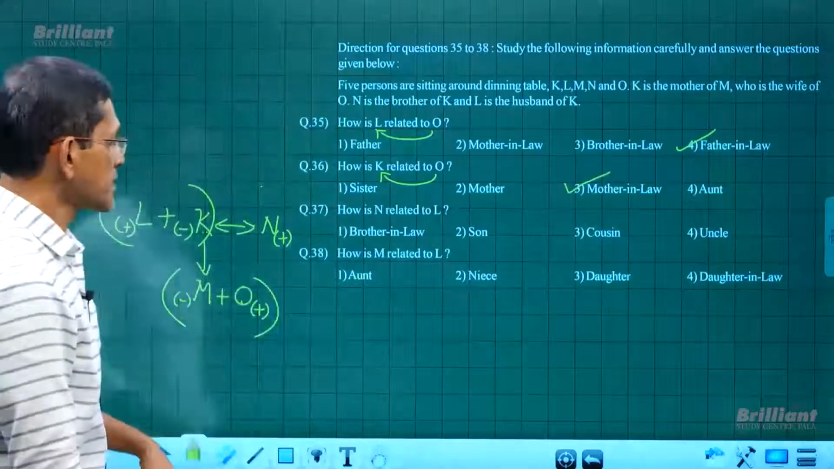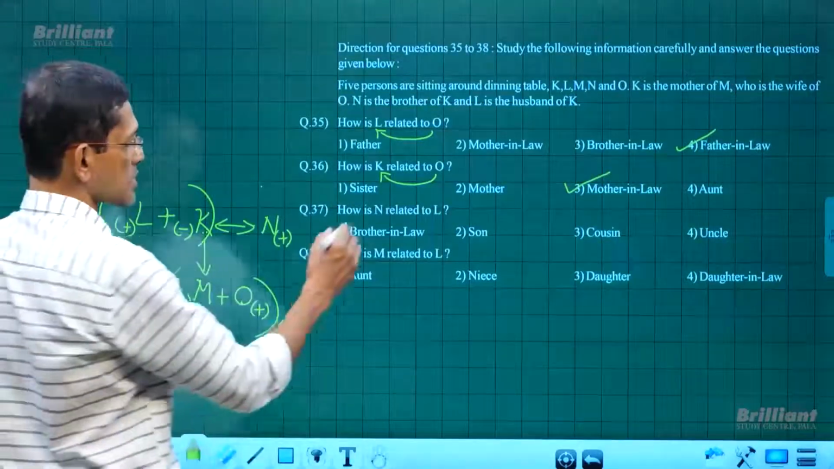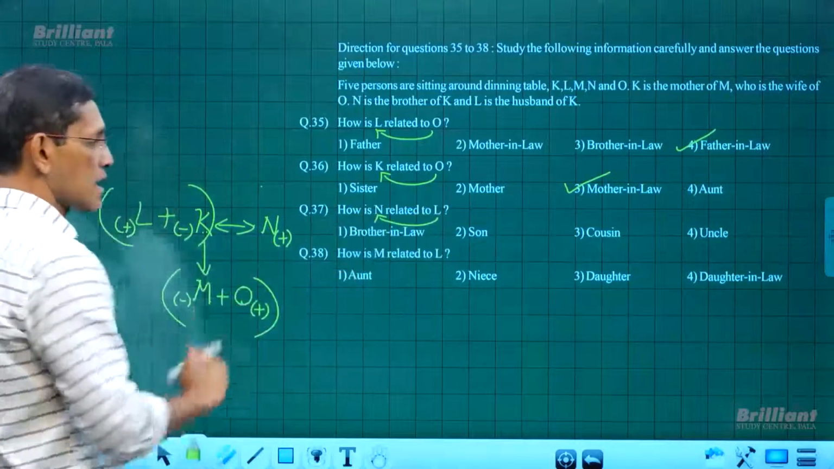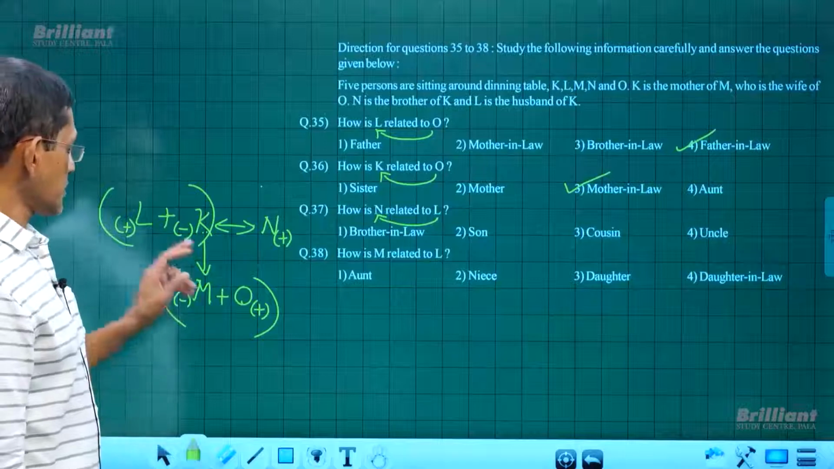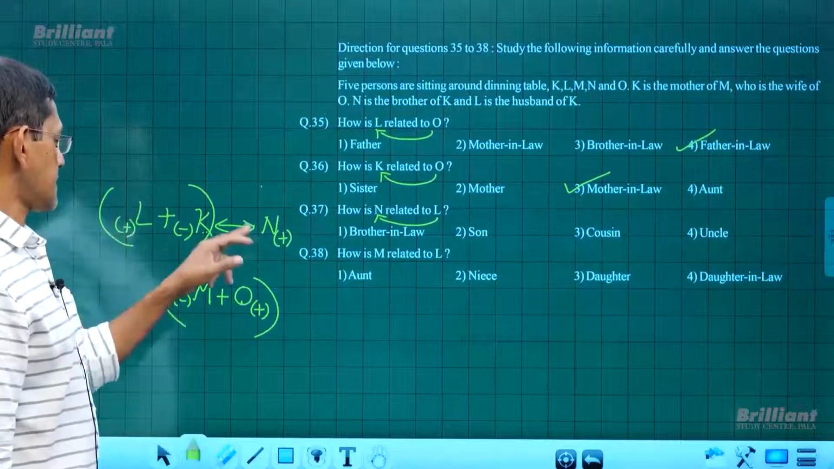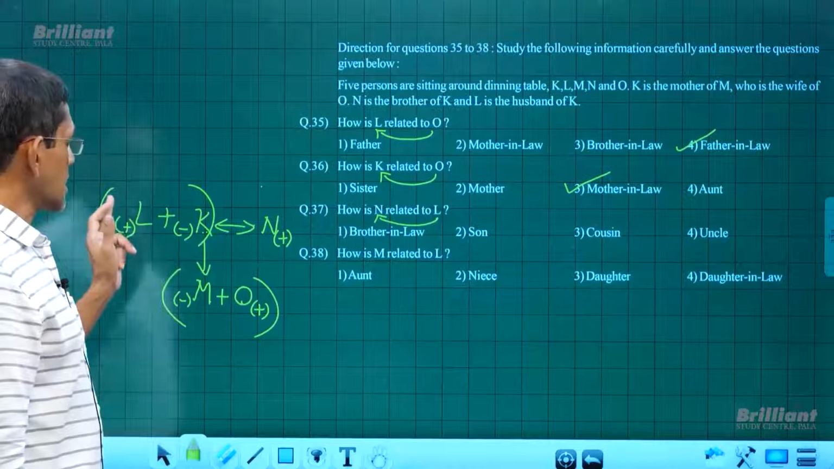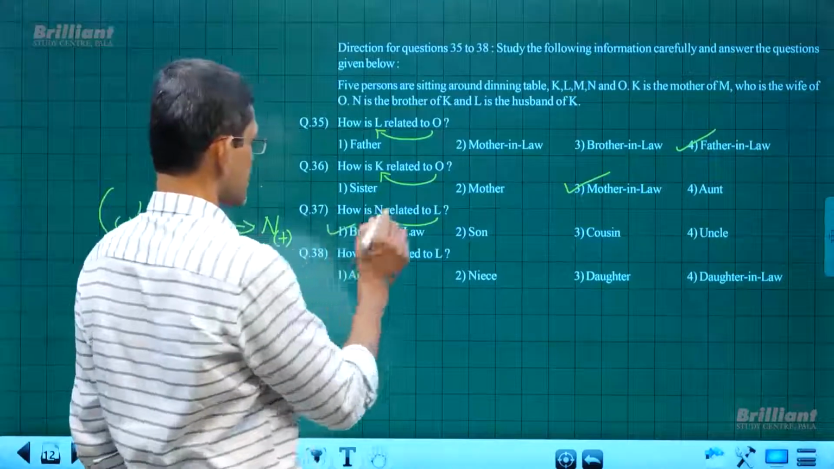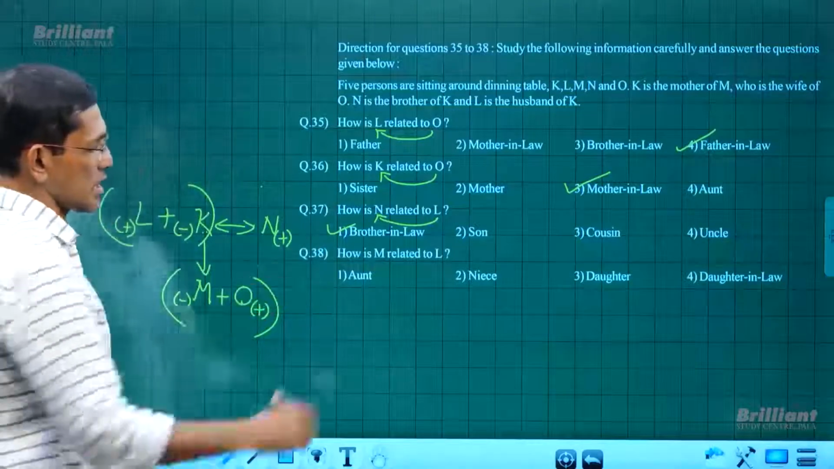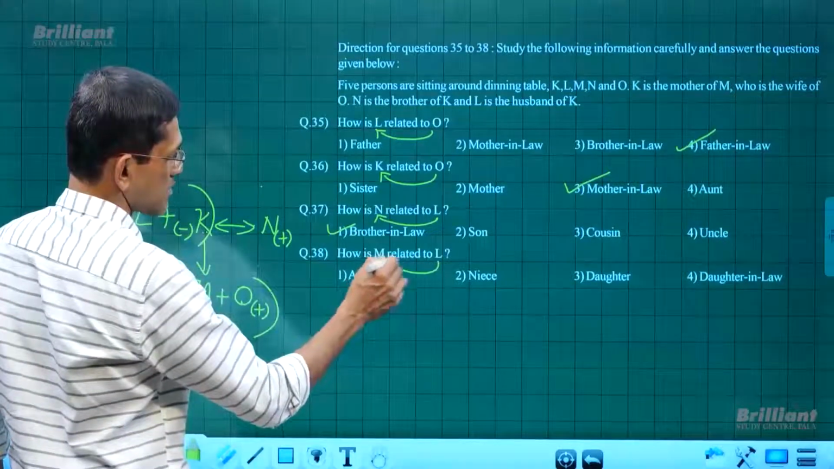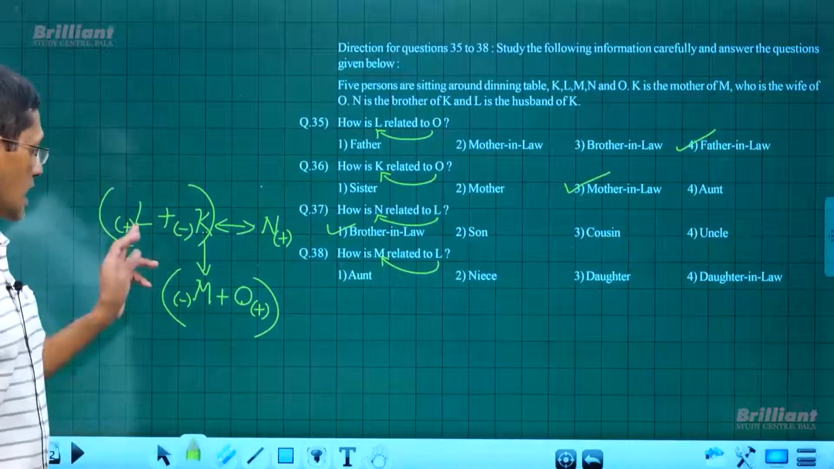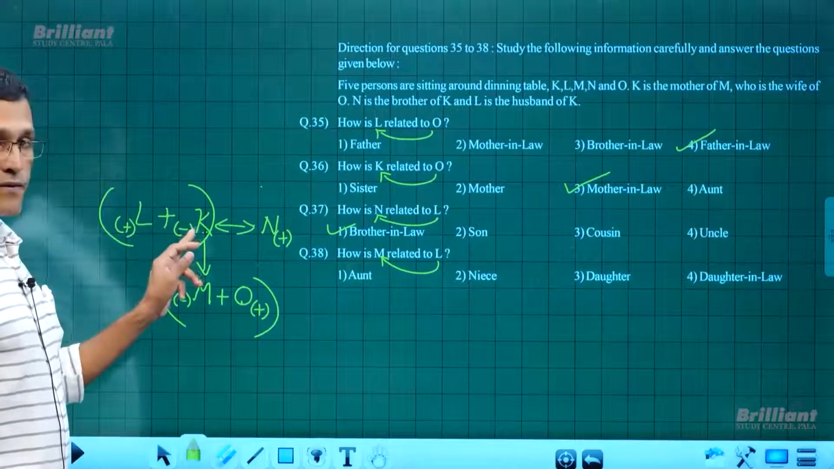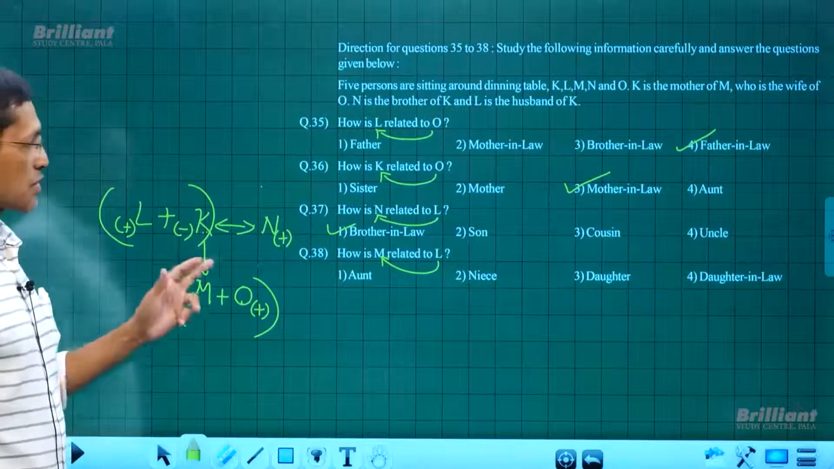Simple question. Now how is N related to L? From the point of view of L, who is N? L's wife's brother. So brother-in-law. Now how is M related to L? From the point of view of L, who is M? Well, L's wife's child, their daughter. So daughter is the answer.